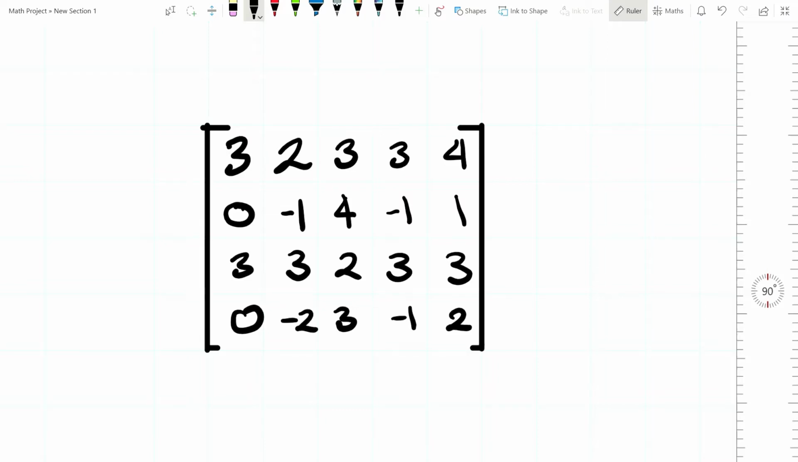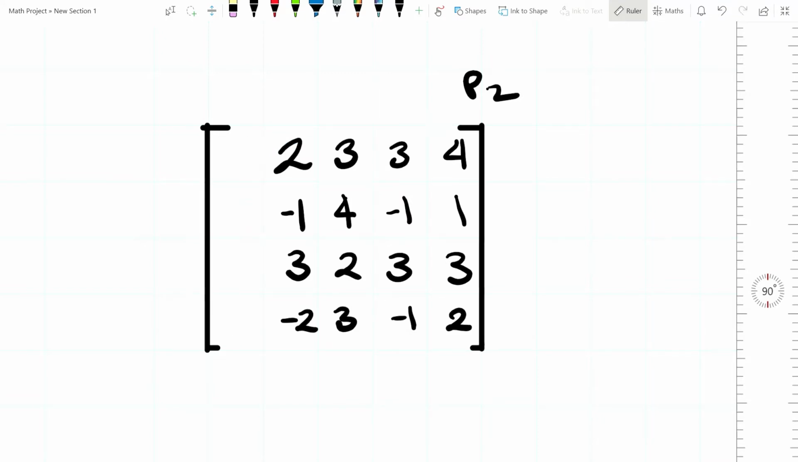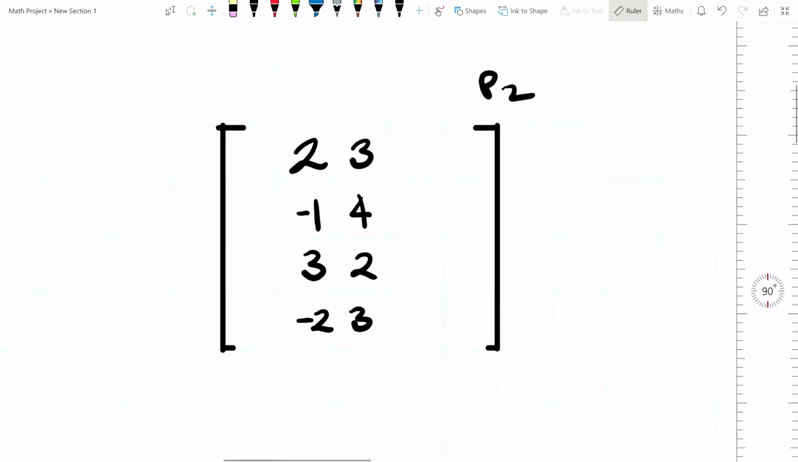Alright, so for player 2, we can instantly see that column 1, our first column, is every element larger than its corresponding element in column 2. So we can see that 3 is larger than 2, 0 is larger than -1, 3 is the same, 0 is larger than -2. So they're all larger than or equal to an element in column 2. So we can go ahead and remove this column from our series. Same with column 4 and column 5, as all of their elements are larger or equal to column 2.